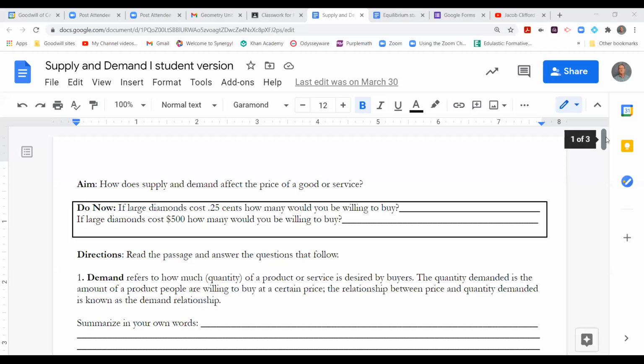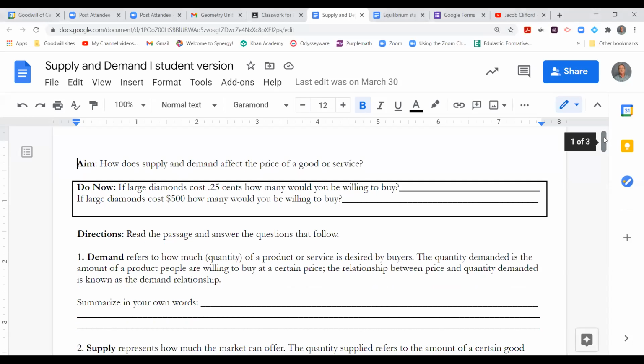Now we're going to start talking about supply and demand. It's one of the most basic concepts in all of economics. So you can see right at the top of this sheet, it says, how does supply and demand affect the price of a good or service? Well, anybody want to chime in on that?